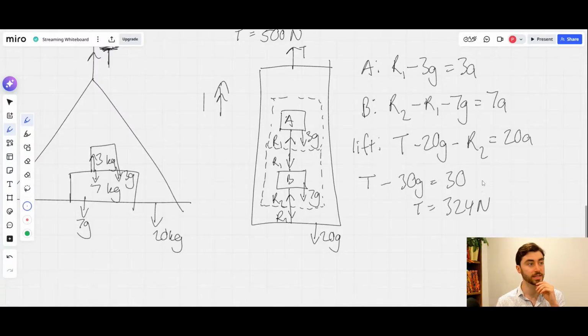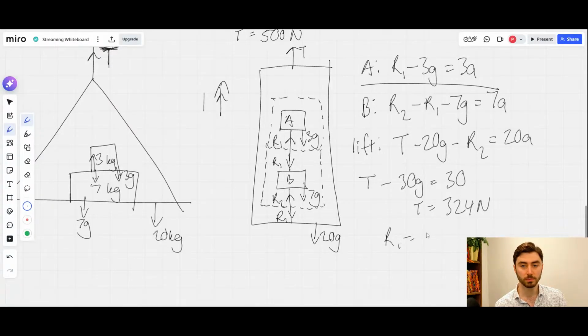Tension, nice and easy. If we want the force exerted on mass B by mass A, I don't even have to think about what that means. That's R1. How do I find R1? From this equation. Nice and easy.